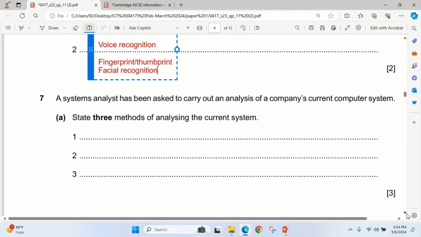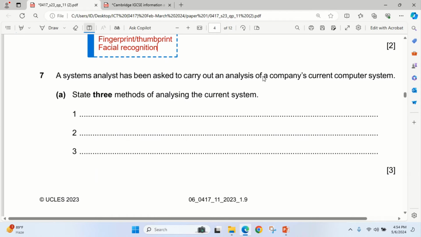Question 7. A systems analyst has been asked to carry out an analysis of a company's current computer system. State 3 methods of analyzing the current system. So when you analyze the current system, can you mention any 3 methods? So the command word here is state. So methods of analyzing the current system.